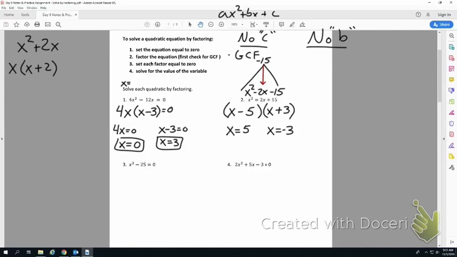Does everyone see where she got negative 5 and 3? Let's walk through it real quick. I've got negative 5 times 3 is negative 15. So that checks that box off. Negative 5 plus 3 is negative 2. So that checks that one off.